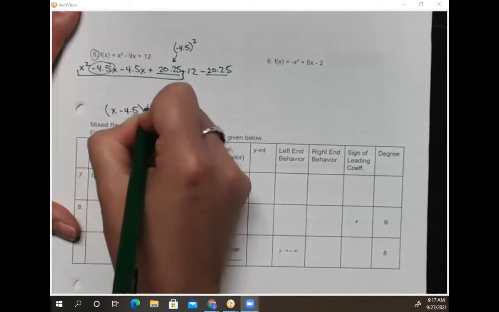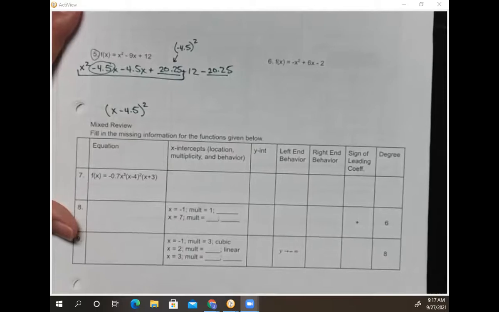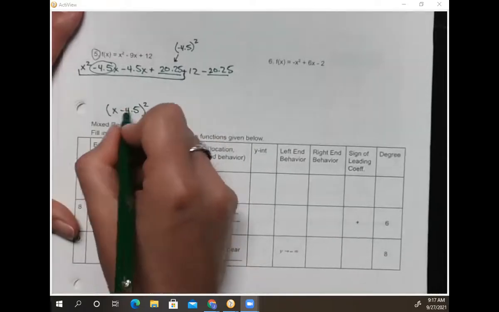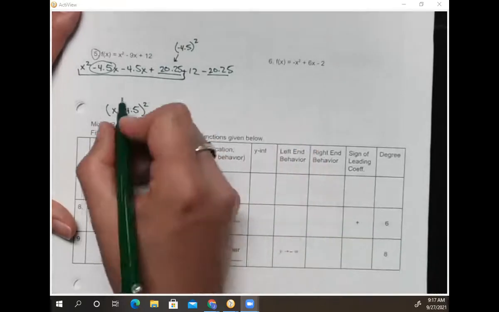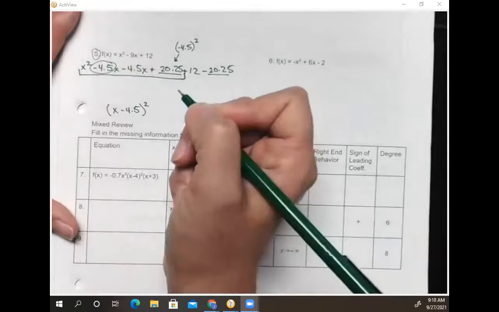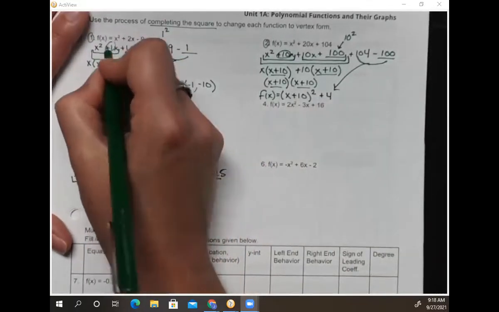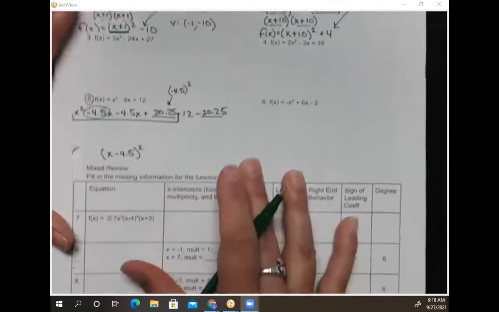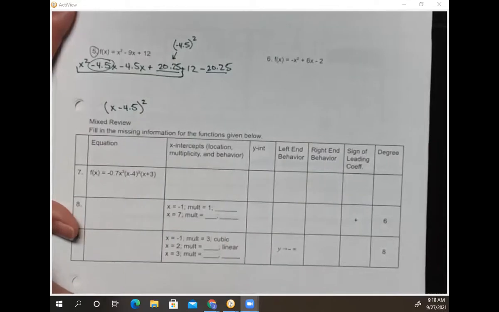So there's a little shortcut we can take here. It's going to be x minus 4.5 squared. When you're changing to vertex form by completing the square, in parentheses with x is going to be x with your cut in half number. Be careful with your signs. So this was x plus because it was positive 1 and positive 10. This is minus 4.5, so we want minus 4.5 here.